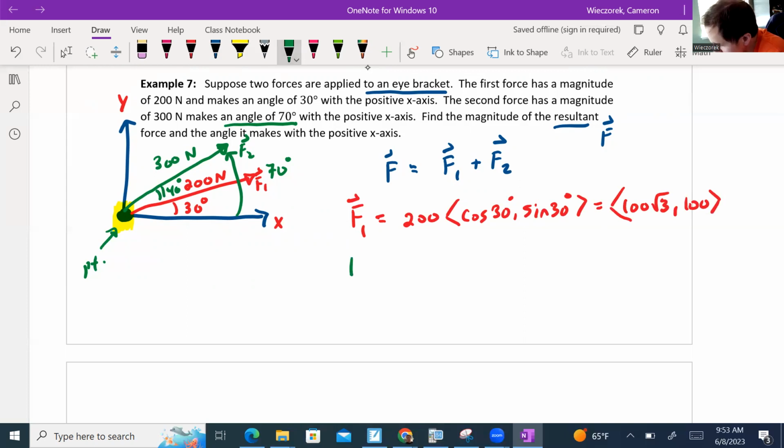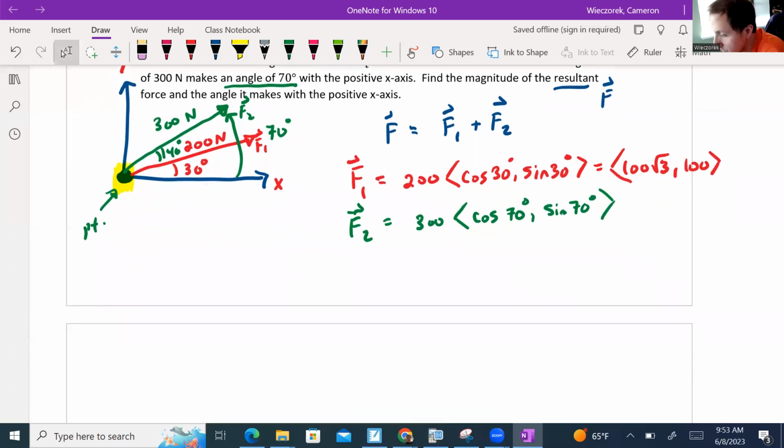Green one, vector number 2. Magnitude was 300. Cosine of 70. Remember, it's not just the 40. It's the total angle measure from the positive x-axis to that vector. Cosine of 70. Sine of 70. That one I'm going to leave because that's not on the unit circle nicely as one of my reference angles I'm used to. But now I can at least add these together.